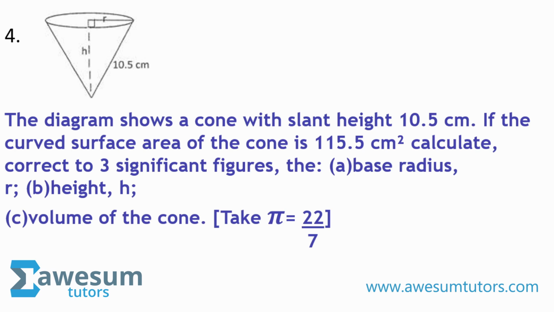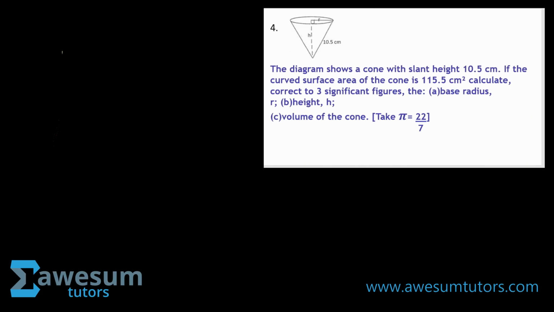The question says the diagram shows a cone with a slant height 10.5 centimeters. If the curved surface area of the cone is 115.5 centimeters square, calculate correct to three significant figures: A, the base radius, B, the height, and C, the volume of the cone. You have been asked to take pi to be 22/7. Let us jump right to the solution.